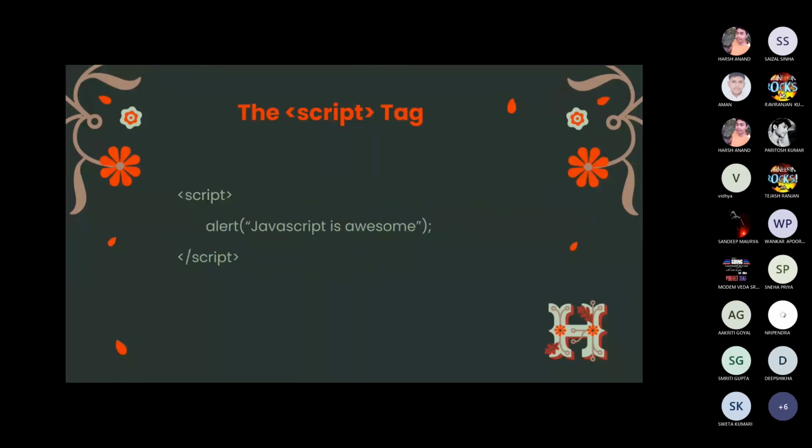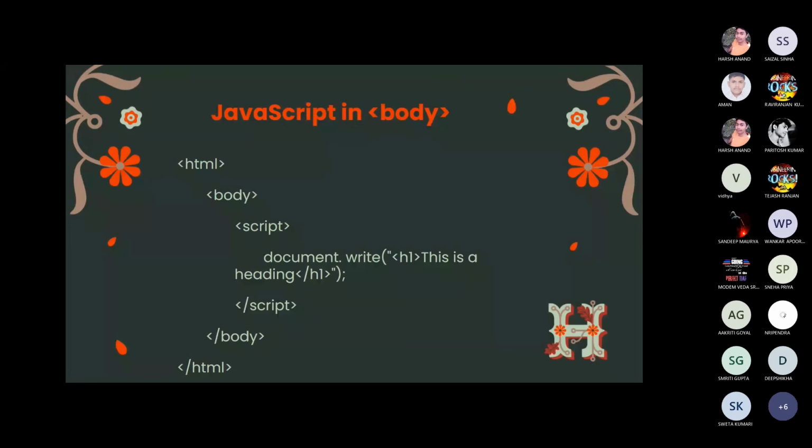So here is an example of how we can write the JavaScript code. See, we have written JavaScript code between these two script tags, the opening and closing script tag. Let me show you an example of how we can use the script tag in an HTML file. So here you can see a tree-like structure. We have HTML, and inside that HTML tag we have a body tag, and inside the body tag we have the script tag. So inside the script tag we can write all our code. Don't worry about this document write method. I will tell you about it later.